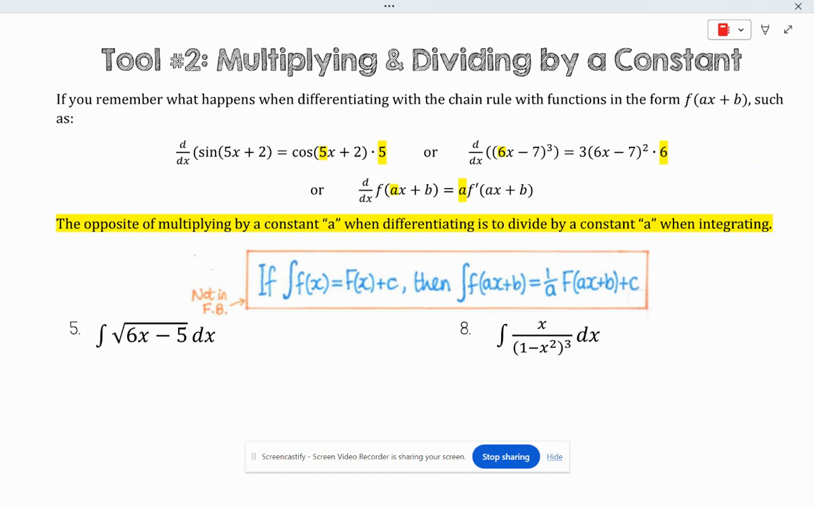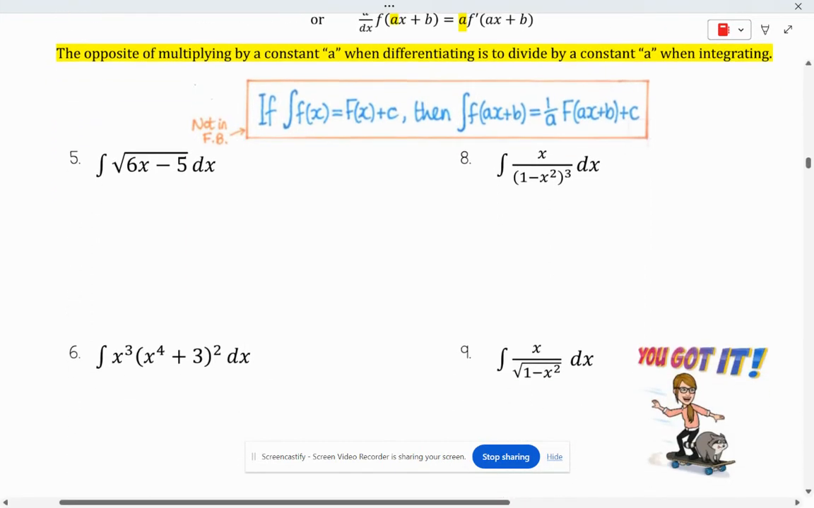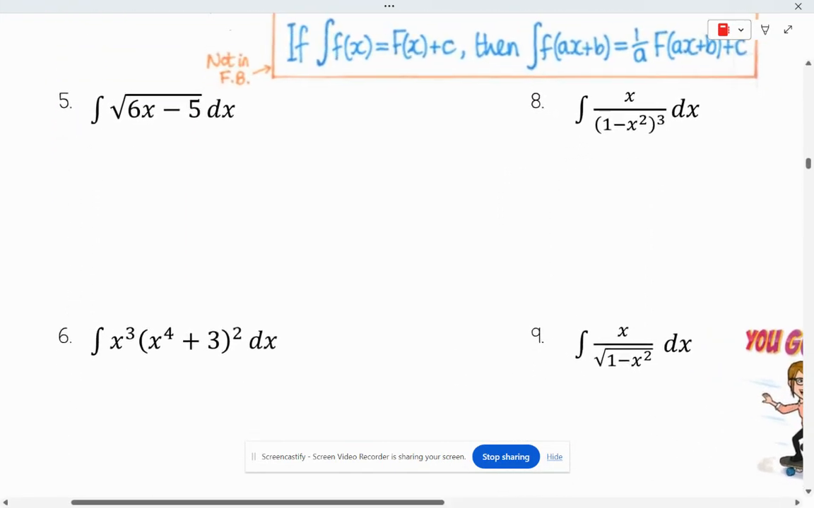All right, so take a look. 5 you've already done. See if you understand 5 and if you can do it. We'll just do it together. I mean, what am I going to do? Just stand here? Okay, let's just do 5 together.